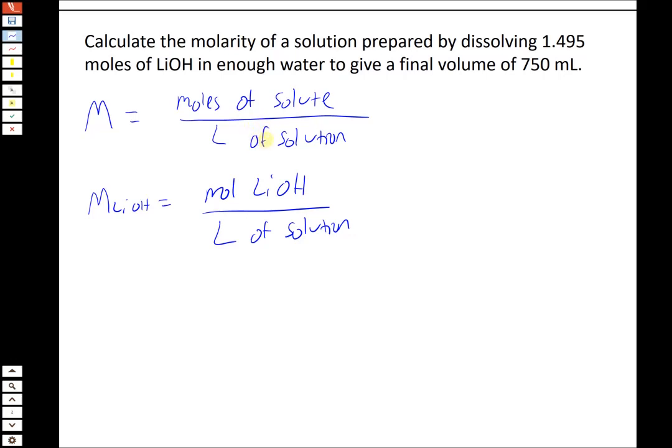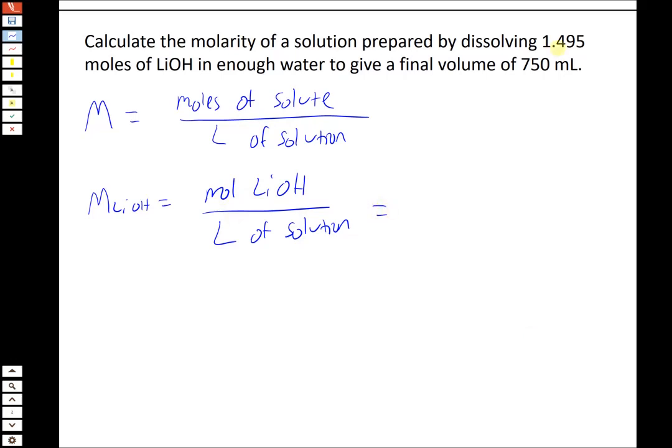Again, the volume of the solution is mostly water. We're dissolving things in water in this context, and so the volume of the solution is going to mainly be the water plus the substance that is dissolved in there, but it's all single phase, so you can't distinguish them. But those are the two quantities we need to calculate it.